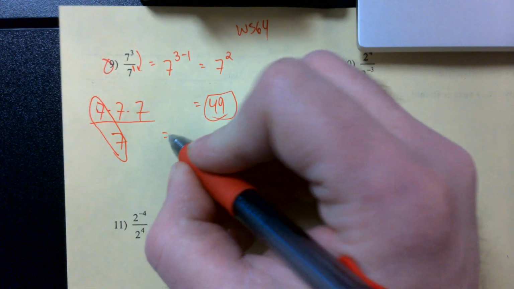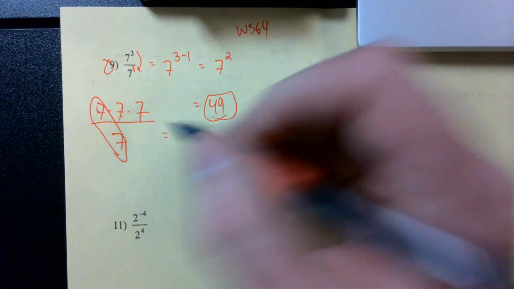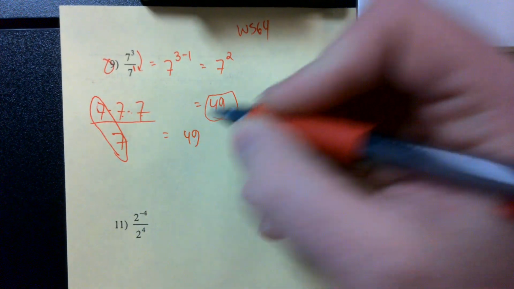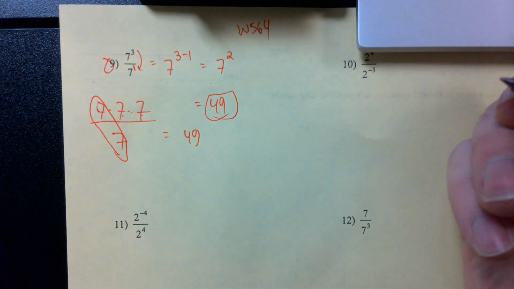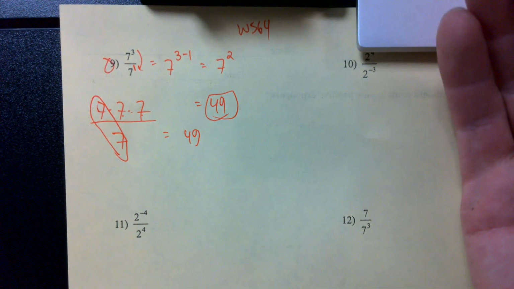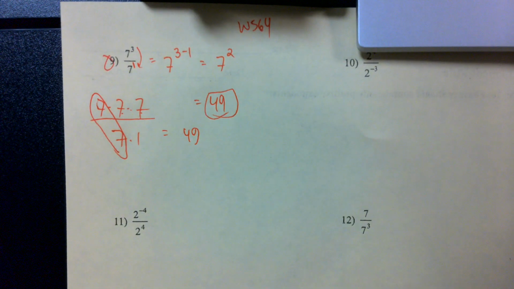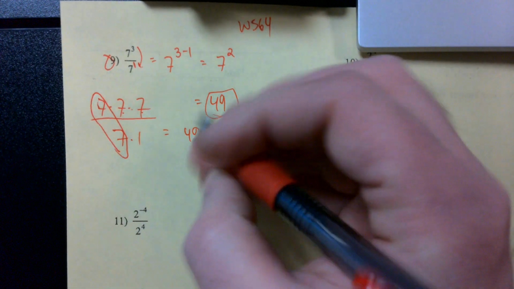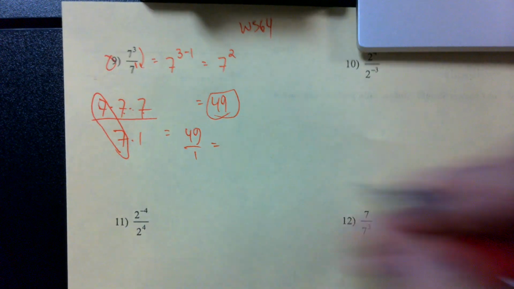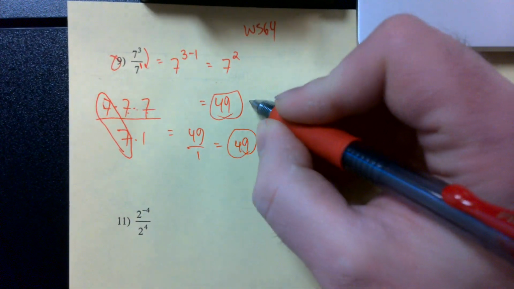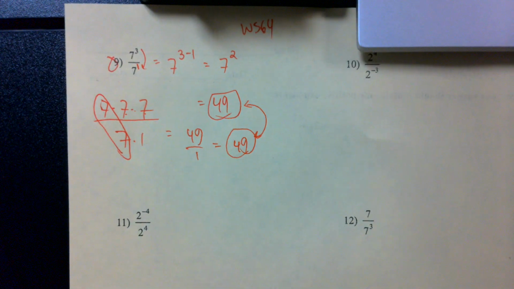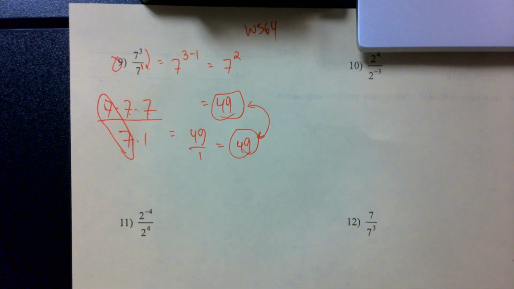So what do I have left on the top? I have 7 times 7, which is 49. What do I have on the bottom? Looks like nothing, right? But it's got an invisible what down there? A 1. So I got 7 times 7 on the top, I've got 1 on the bottom. What's 49 over 1? Just 49. Did we get the same thing? Yes, we did.